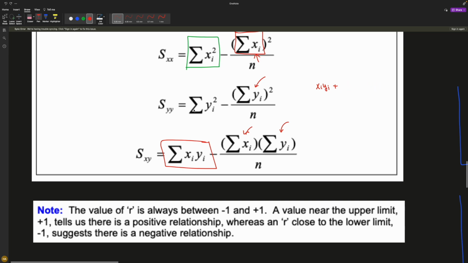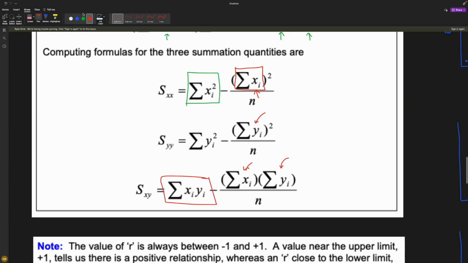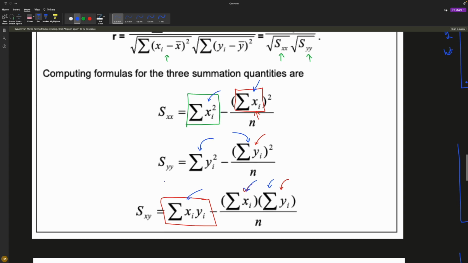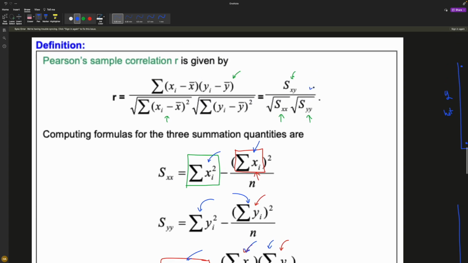Once you get all these, you plug them in, and you'll get your XY. Remember, I'll number them: this one, this one, this one, this one, these two, and this one. These are all things you get from your calculator. The rest of it is just basic math. Once you get all three of these, your SXX, SYY, and SXY, you just plug them into this beautiful looking formula. And that's how you get your R.